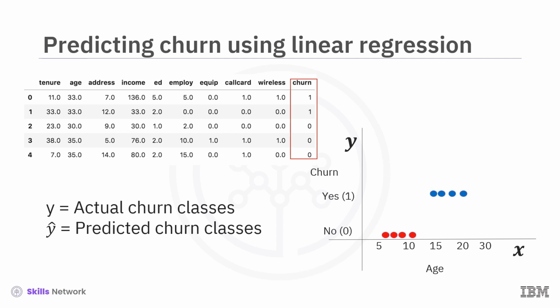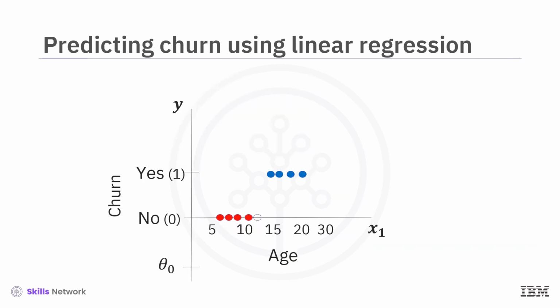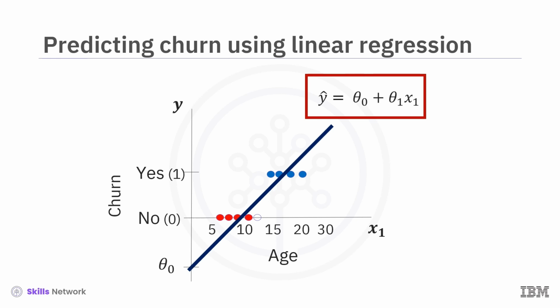Graphically, you can represent the data with a scatter plot, where class 0 is denoted in red and class 1 in blue. With linear regression, you can fit a line through the data represented as y hat equals theta 0 plus theta 1 x1. This line has two parameters, where theta 0 is the y-intercept of the line and theta 1 is its slope. Theta 1 is also called the weight vector, or confidence of the equation.